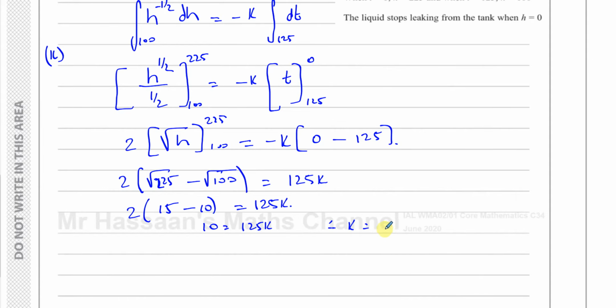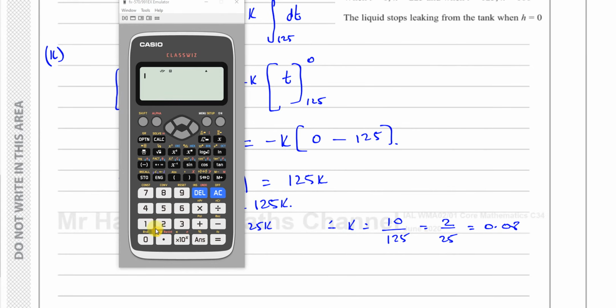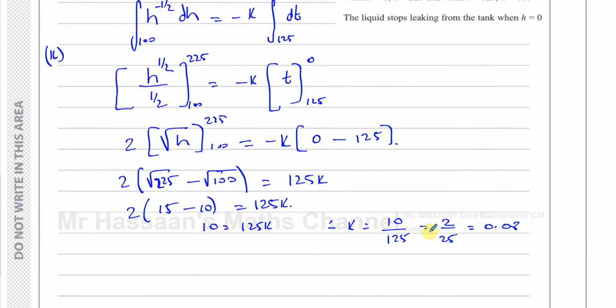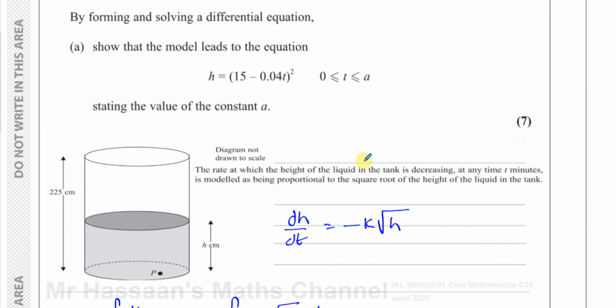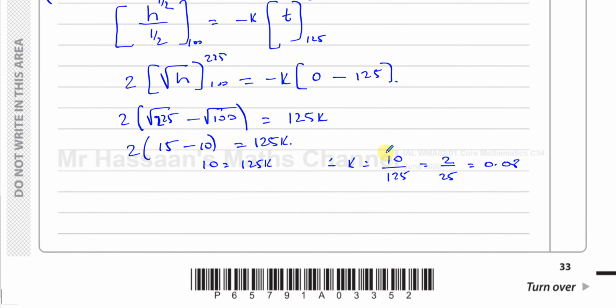Therefore, k is equal to 10 divided by 125, which, if you divide by 5, is 2 over 25. So 2 over 25, I think that's 0.08. Let's just make sure of that. So I've got 10 divided by 125. 0.08, that's right. So that's the value of k. All right, so now I've got the value of k. Now I can continue this.